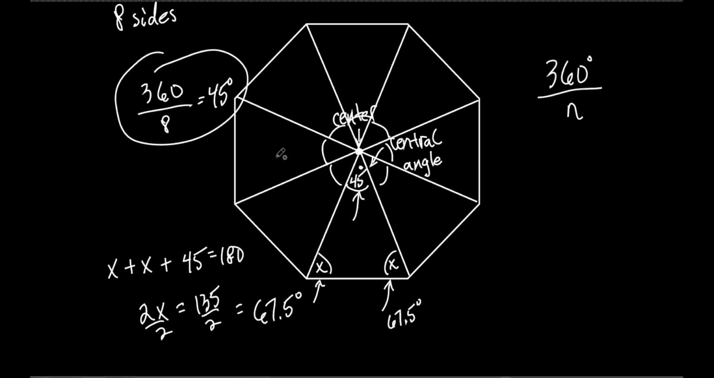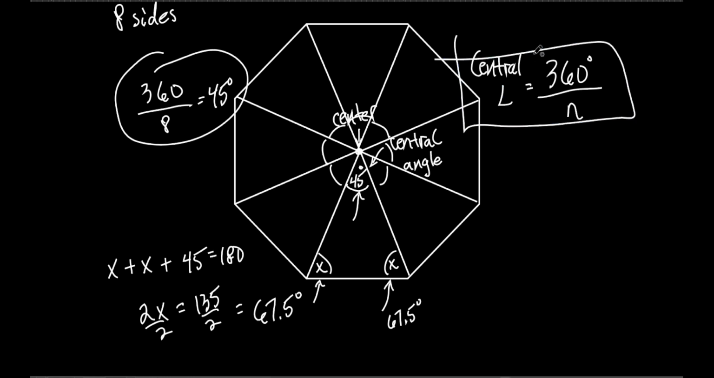It's got to be regular, okay? All the sides and all the angles have to equal each other. This does not work if it's not regular, okay? So if all the angles and all the sides are equal to each other, in order to find the central angle, let's write that down. The central angle is equal to 360 divided by how many sides you have, all right?